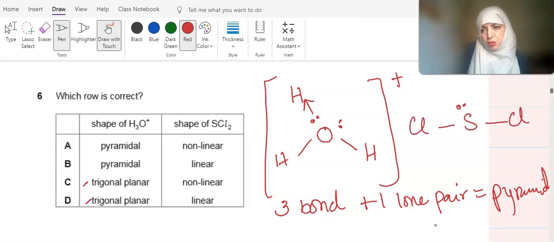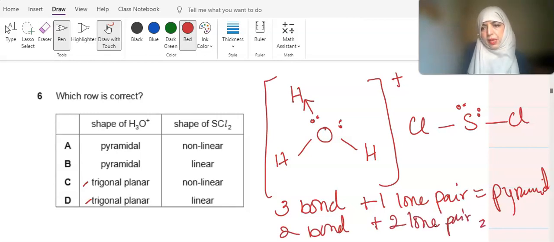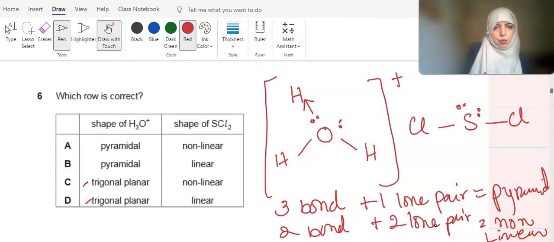So these two, and now coming to the SCl2, you know, sulfur also contains 2 lone pairs. If you have 2 bond pairs and 2 lone pairs, you have a non-linear structure, or you can say V-shaped structure. So you know, C option is the correct option.